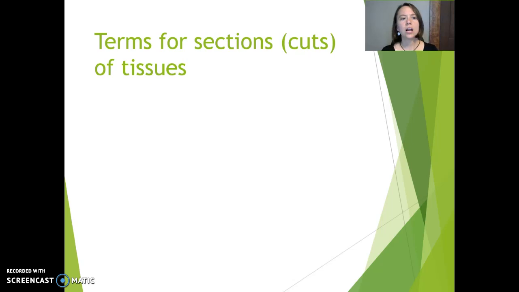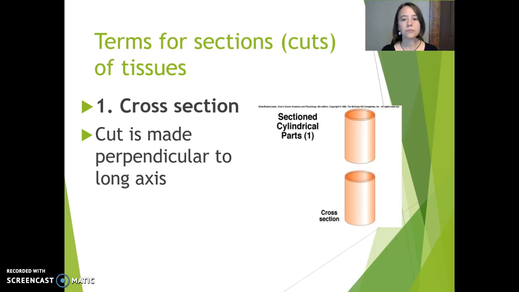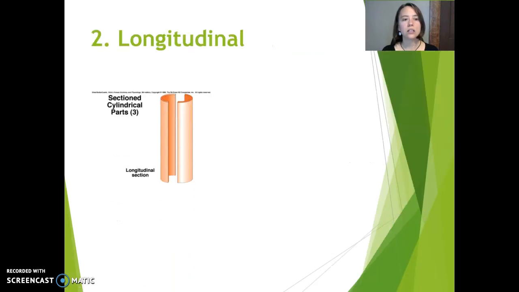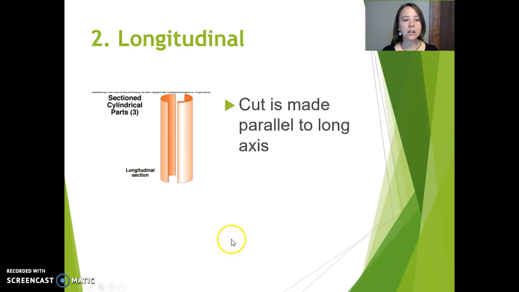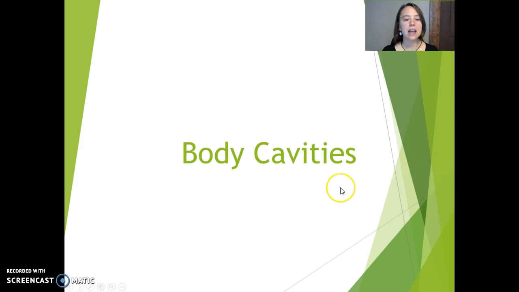Now, if you are cutting a piece of tissue, perhaps you were trying to look at a piece of tissue under the microscope, we have separate names for those cuts. One is a cross section, which the cut is perpendicular to the long axis, and it would look like this. And I would like you to make a drawing of that, so if you need to pause the video, you may do that. Another is a longitudinal cut, and the cut is made parallel to the long axis like this. And the third is an oblique cut, where the cut is made at an angle.